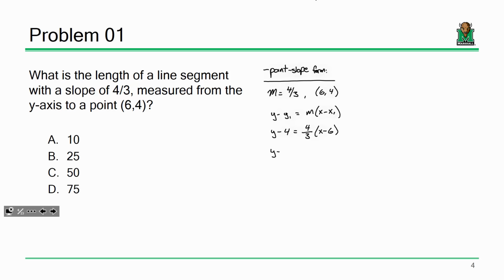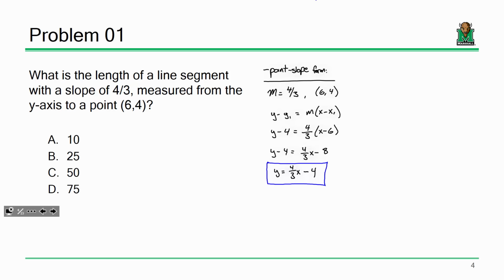So y minus 4 equals 4/3 x minus, and what's 4/3 times 6? What's that? 8. There we go. So add that over, and I get y equals 4/3 x minus 4. So far, so good? So this is the equation of that line. Everybody okay with that? Now, let's take a look at the graph of that line.